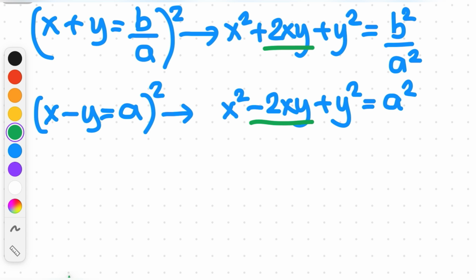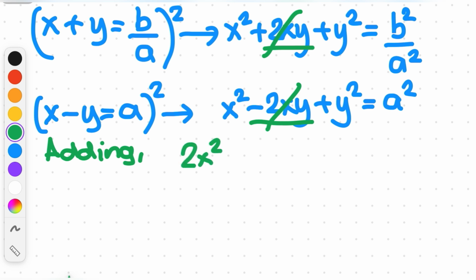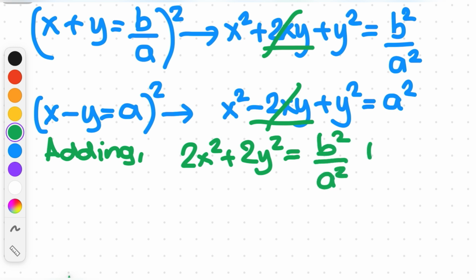What we can do is simply add the two equations. Notice on the left side, when we add them, the middle terms will cancel out, and we're left with 2x squared plus 2y squared. Meanwhile, on the right side, we're left with b squared over a squared plus a squared.